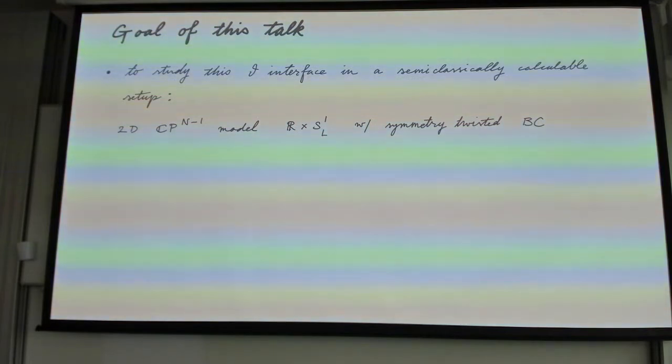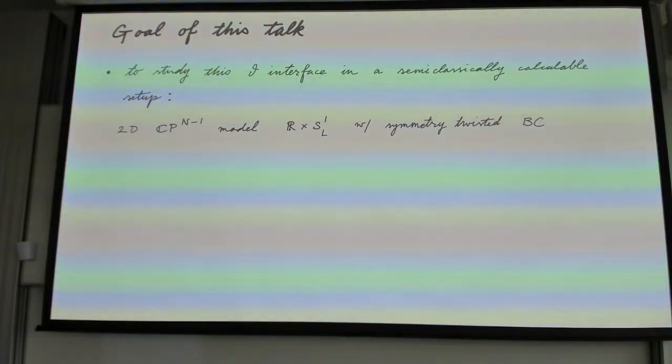So what I want to do in this talk is study this kind of theta interface in a particularly simple setup that is semi-classically calculable. The theory I'm going to study is the two-dimensional CP^(N-1) model, compactified on a small circle with an appropriate symmetry twisted boundary condition, which I'll explain shortly.